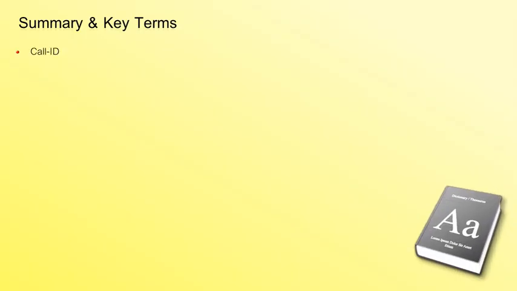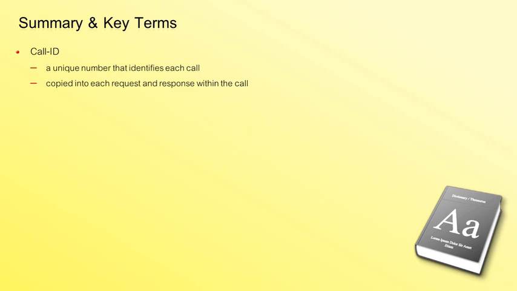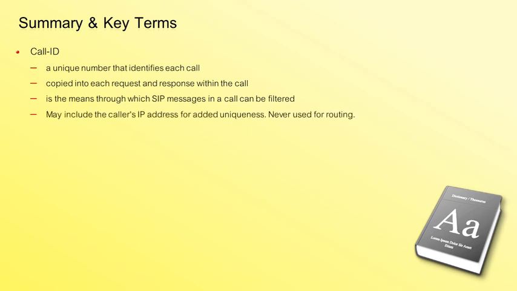So, the Call ID, a unique string that identifies each call. It's copied into each request and each response within that call. And it's the means through which we can sort through logs and filter the messages of the call that we're interested in. It may include the caller's IP address, although only for added uniqueness and never for routing.